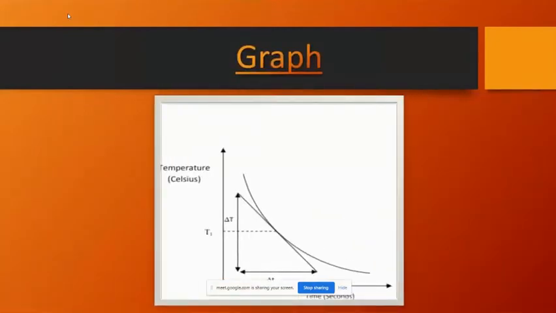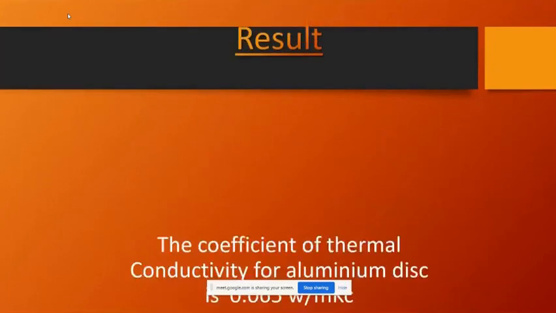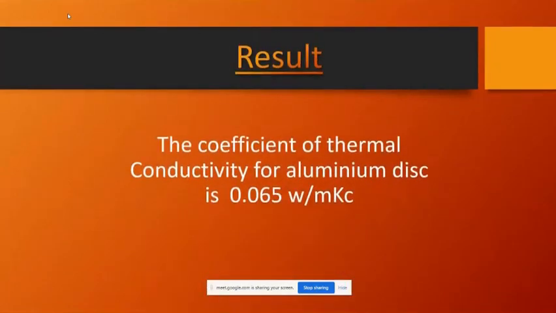Good afternoon, everyone. Now moving to the graph. The hot leach disc is left to cool down, and the temperature and time are recorded using a thermometer and stopwatch respectively. Temperature readings are plotted on the vertical axis and time readings on the horizontal axis. In the starting, temperature falls rapidly with respect to time, which gradually decreases over time. Now moving to the result. The coefficient of thermal conductivity for the aluminum disc is 0.065 watt per meter Kelvin.